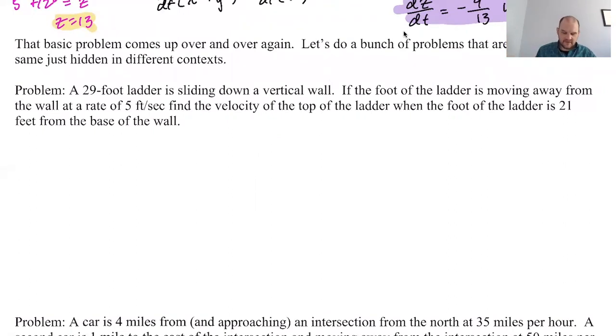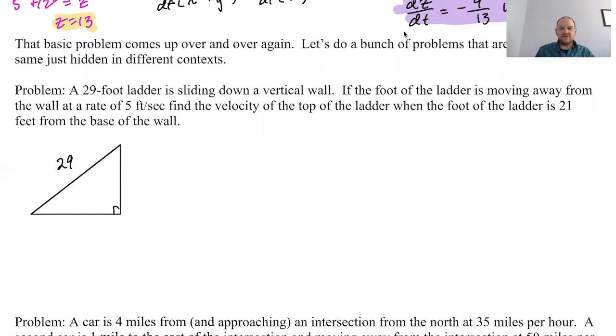Leans against a vertical wall. Let's roughly draw that. Okay, so our ladder is 29 feet. I'm just going to label it as 29 because it can never change. The rate of change of the ladder is 0, so we can actually plug in 29 without a problem.